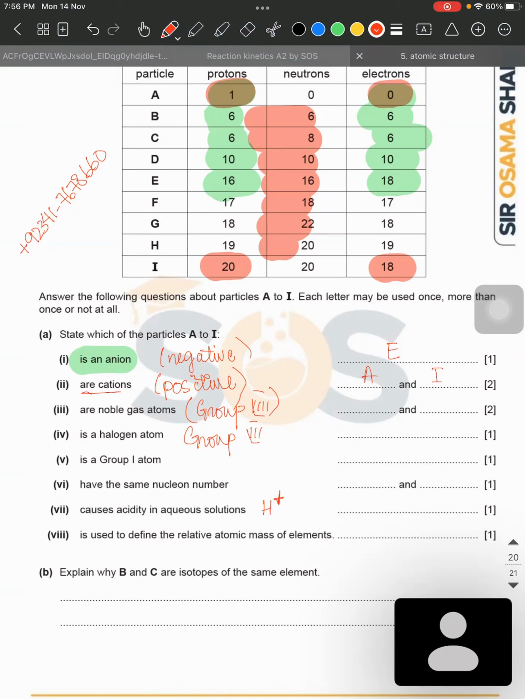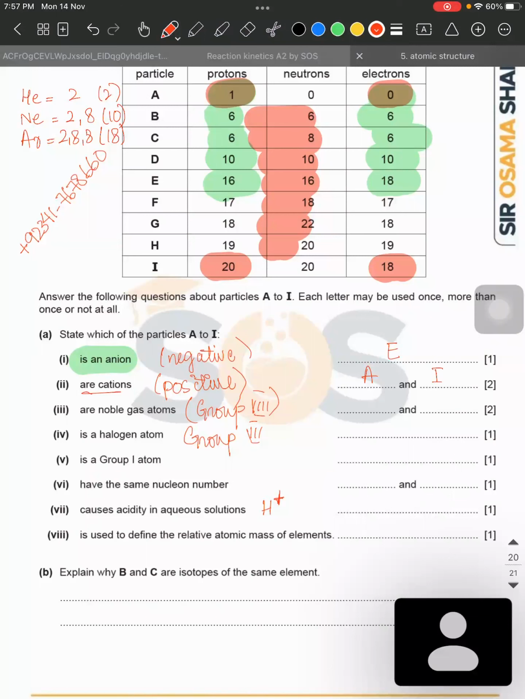Then they are asking for noble gases, and noble gases have a full outermost shell. Helium's proton number is 2, so it has 2 electrons. Neon's proton number is 10, so it must have 10 electrons. The first shell contains 2, the second shell contains 8, so it has 10 electrons. And argon is 18, so it will be 2, 8, 8, and the total number of electrons is 18.